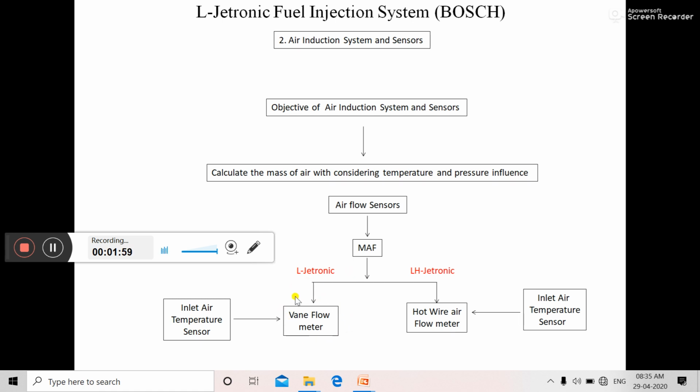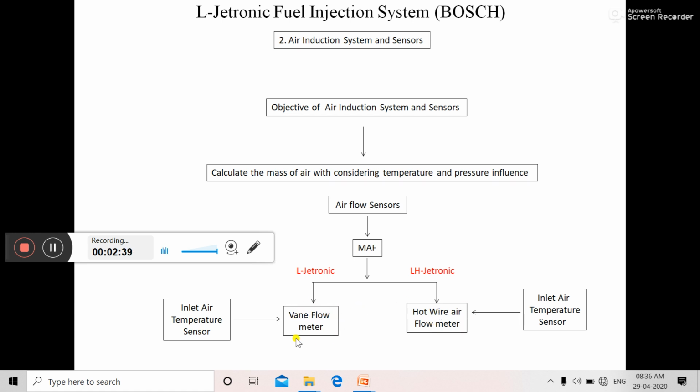The baffle plate is also called a vane flow meter, and here a hot wire airflow meter is used. The L-Jetronic and LH are two independent MPFI systems. Excluding the MAF sensor, everything remains the same. Only instead of the vane flow meter, they are using the hot wire or hot film MAF sensor. Both types of sensor work on density based calculation.